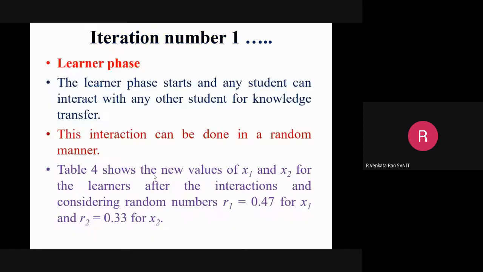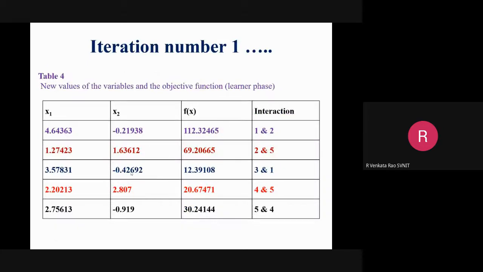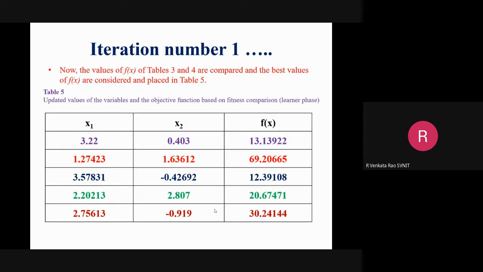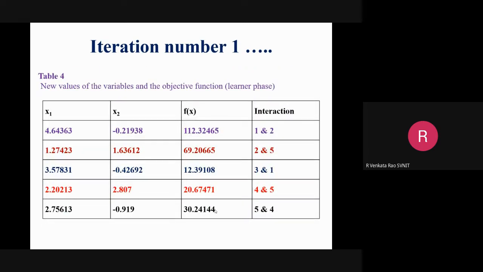This way I calculated, and you can see in table 4 for learner 3, the new value of x1 is 3.57831 and the new value of x2 is minus 0.42692. The corresponding value of fx is 12.39108. Similarly, the fourth student interacts with any one of the remaining students. Here for demonstration, I assumed the fourth student interacted with the fifth student, and the fifth student interacted with the fourth student. After that, I did all these calculations, and this table 4 contains the new values of the variables and the objective function.